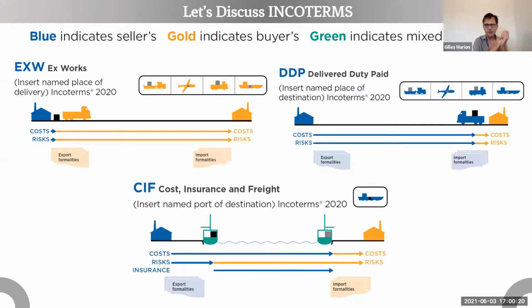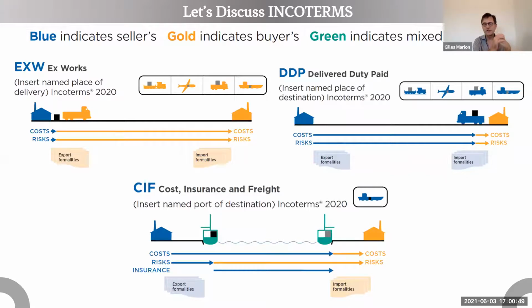As we said, with EXW, ex works, everything is under the responsibility of the buyer. The buyer is responsible for everything, once he has negotiated the price with the supplier and says, I will come and pick everything up from your platform. On the other side, DDP, delivery duty paid, everything is in the charge of the seller.